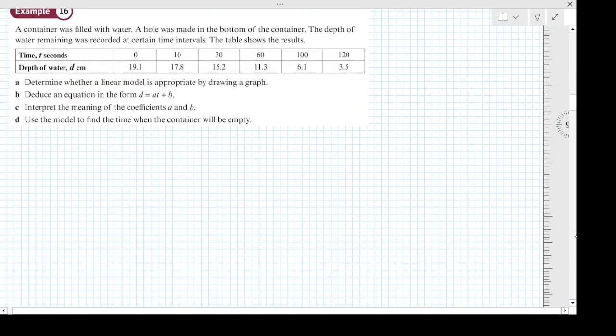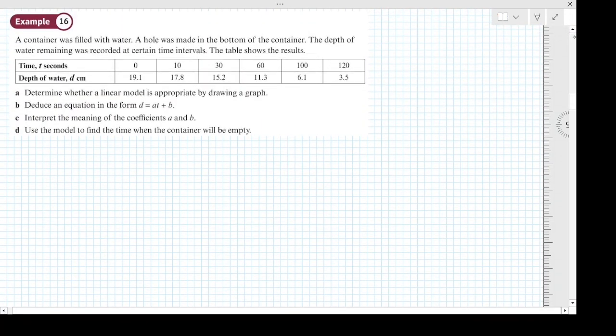Example 16 then. So we're told a container was filled with water. A hole is made in the bottom of the container. The depth of water remaining was recorded at certain time intervals, and the table shows these results. First of all, it says determine whether a linear model is appropriate by drawing a graph. So a linear model meaning, is it a straight line? Is it an equation we can write down in this form? So we need to consider a straight line. Well, we don't have anything apart from these data, so it's asked us to draw a graph. Well, what graph? Well, the graph of these points.